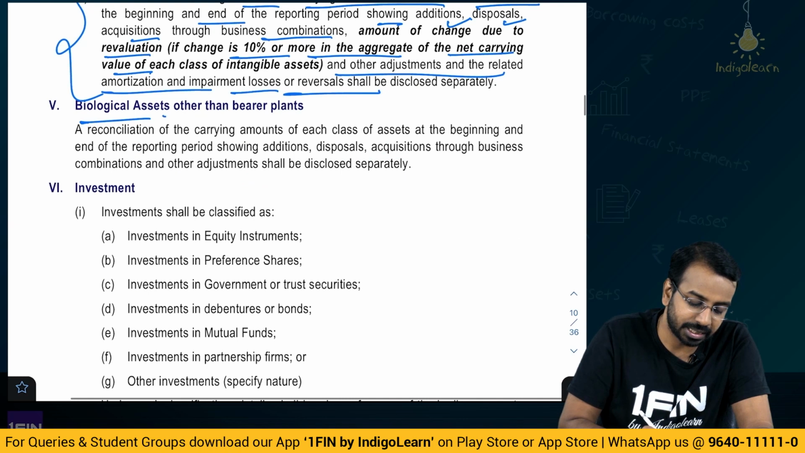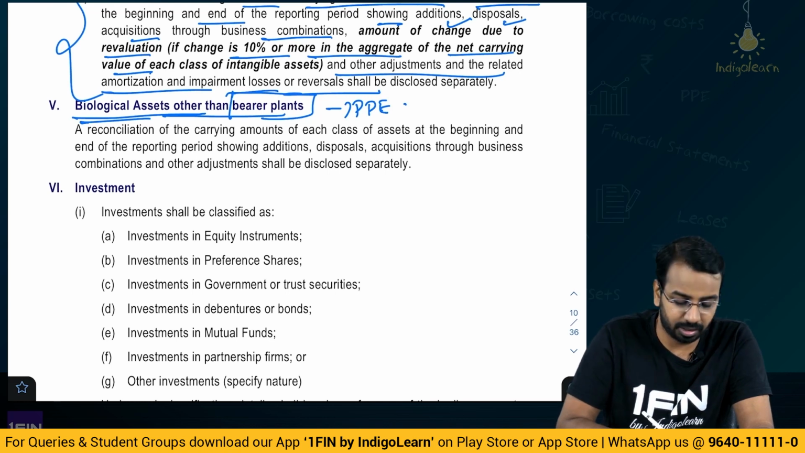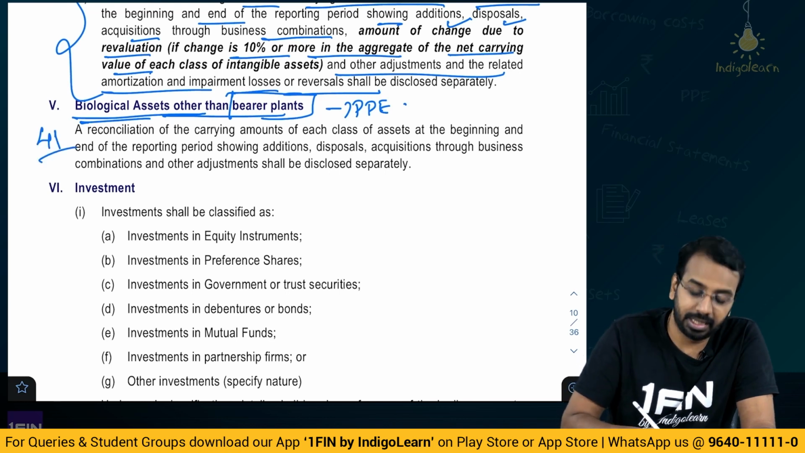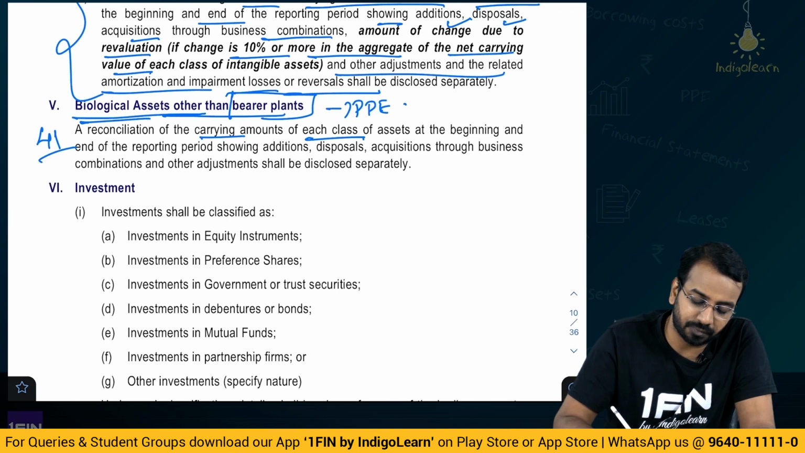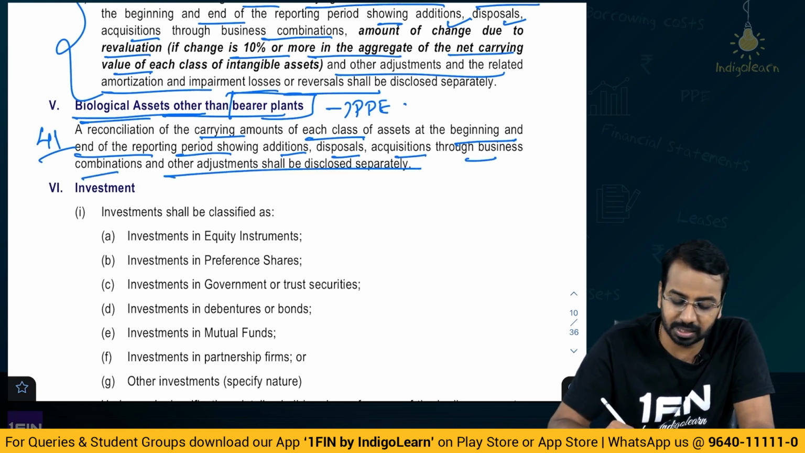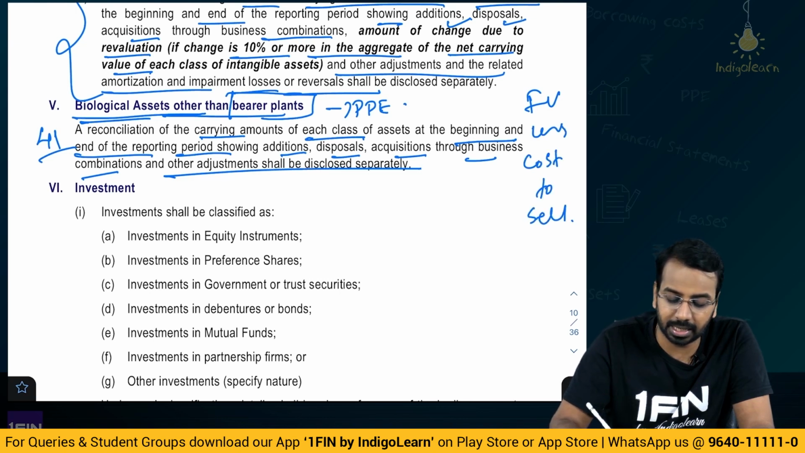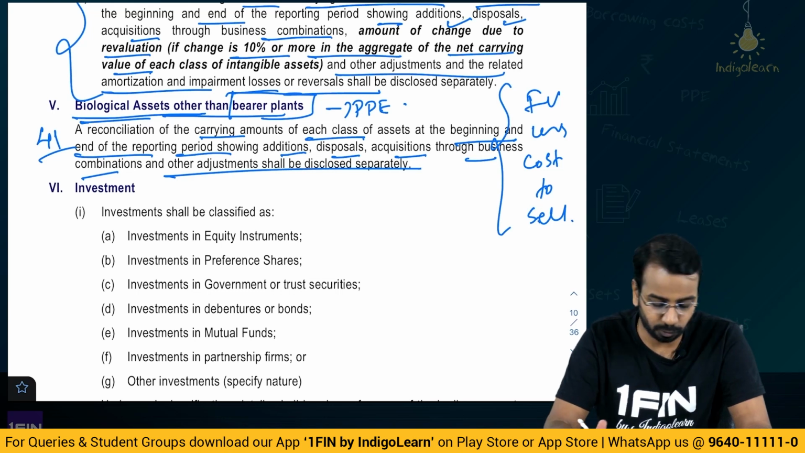Then we have biological asset other than bearer plant. Bearer plant is covered under PPE. Other biological assets is covered under Ind AS 41. So here you will show reconciliation of carrying amounts of each class of asset at beginning and end of the reporting period, showing additions, disposals, acquisitions through business combination and other adjustments. Please remember, these assets we value at fair value less cost to sell, right? So whatever are the changes, that also you need to disclose.